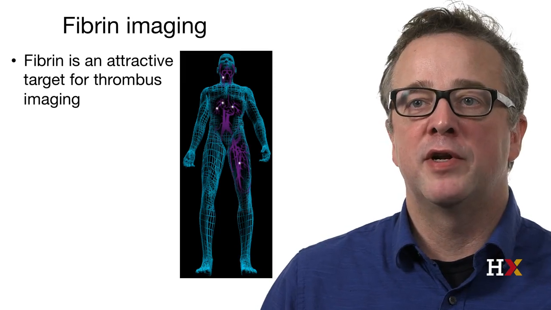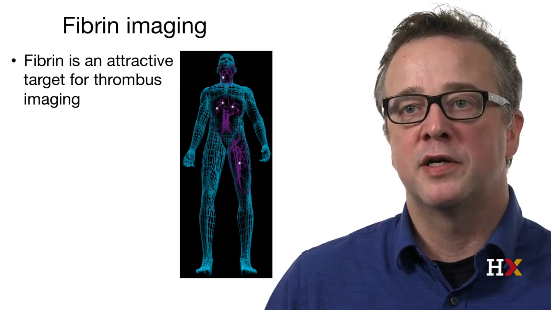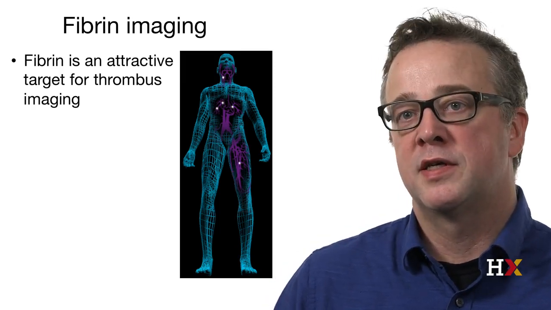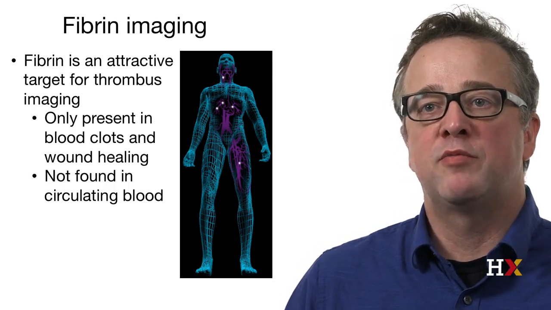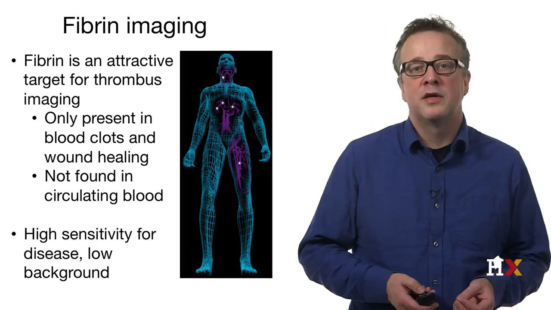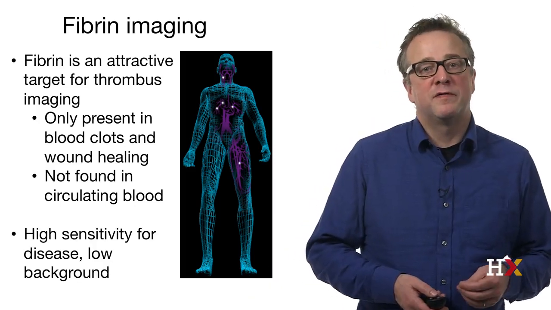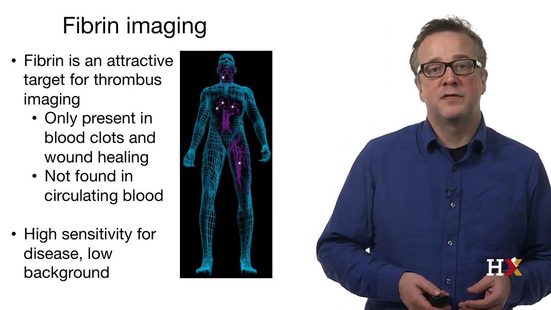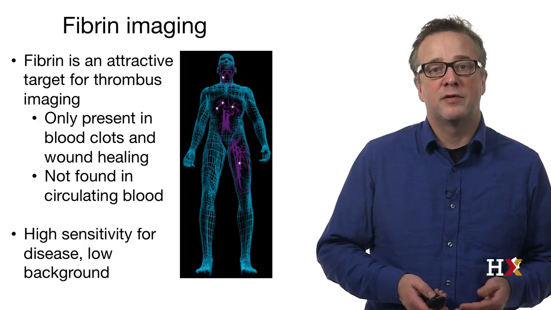The way that we went about doing this was to look at the biochemistry of blood clotting and the coagulation cascade. And we identified fibrin as a protein that we really wanted to target as a way to visualize blood clots. So fibrin is a protein that's only present in blood clots and in wound healing, but it's not found in circulating blood. And because of that, imaging fibrin should provide high sensitivity for disease, but a very low background.